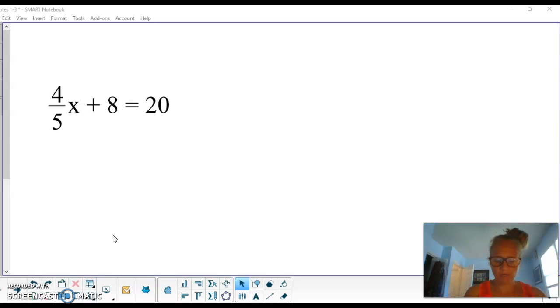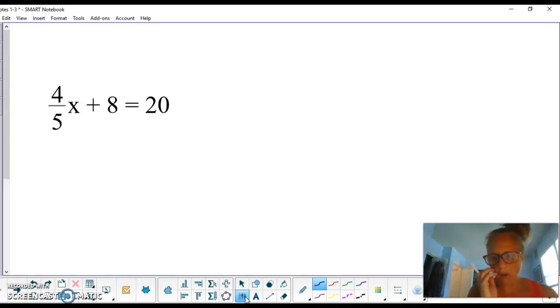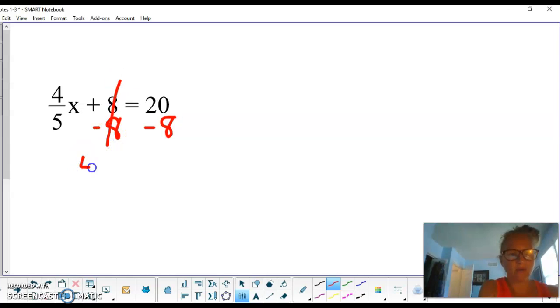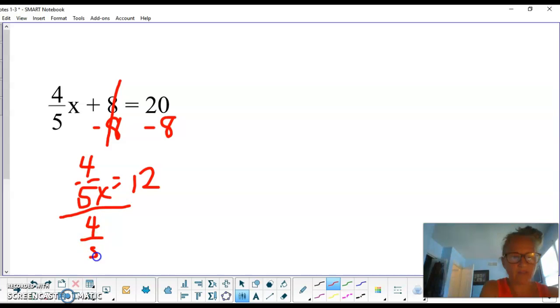So what we're going to do, let me turn my pen on. There we go. All right. So what we're going to do here is solve for x. Just a quick review, you know you want to get rid of addition first, so we're going to subtract 8 from both sides. So these cancel out. We're left with 4/5 equals 12. X, sorry, I forgot the x there. So now what you want to do, you can multiply both sides by the reciprocal, or you can just divide by 4/5.